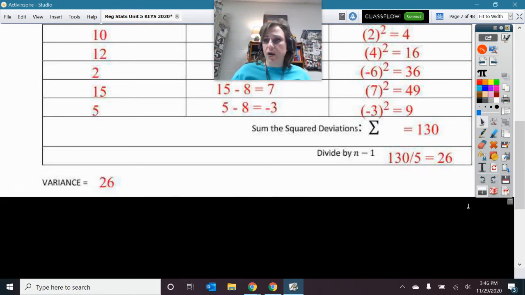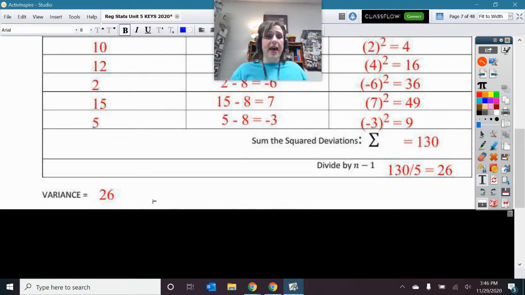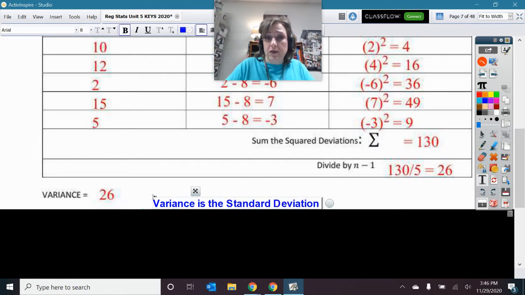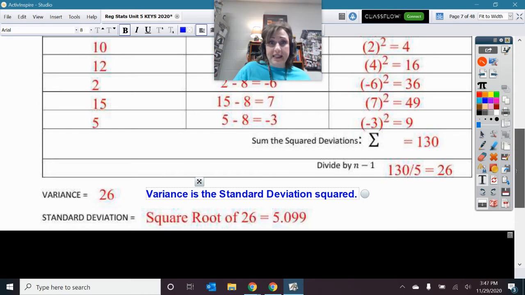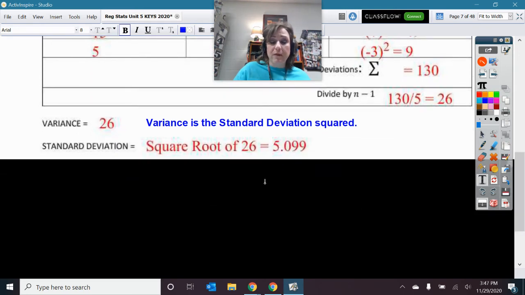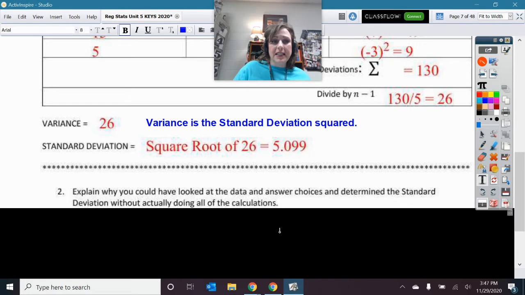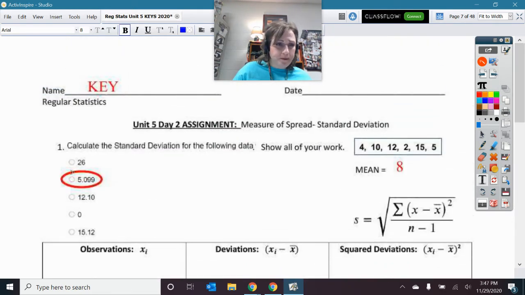And you need to know that relationship. So that variance is the standard deviation squared, okay? So that is another thing that you need to make sure that you understand. All right. And so then when we take that square root, it's 5.099. Now, explain why you could have looked at the data and determined the answer by just having an understanding of standard deviation without doing all the calculating.